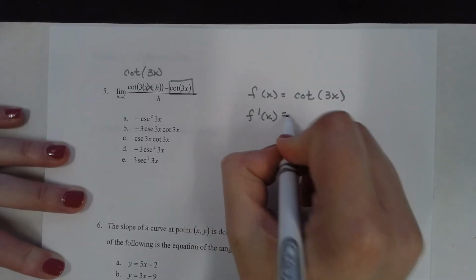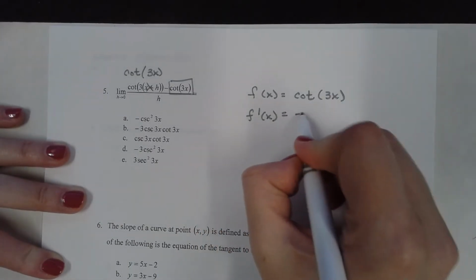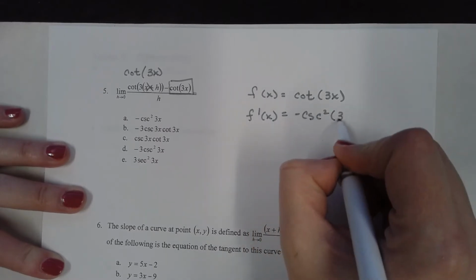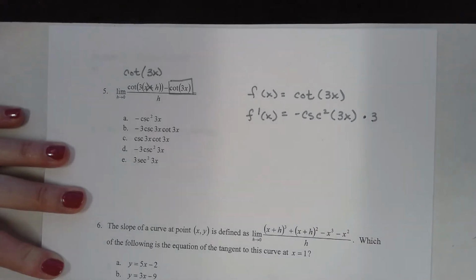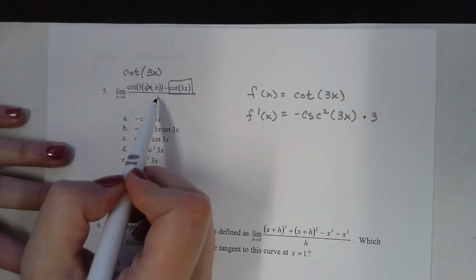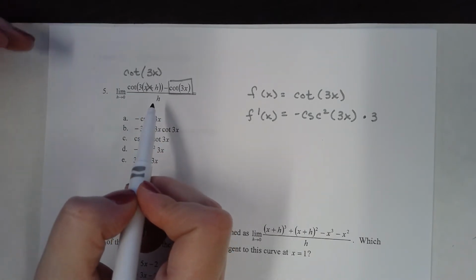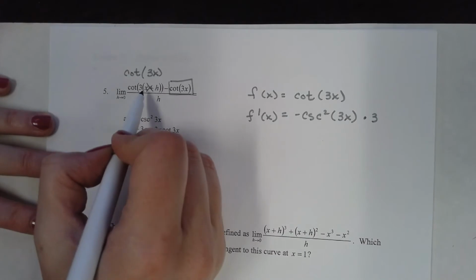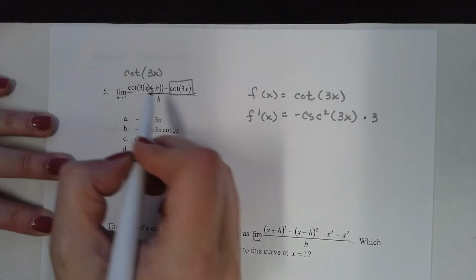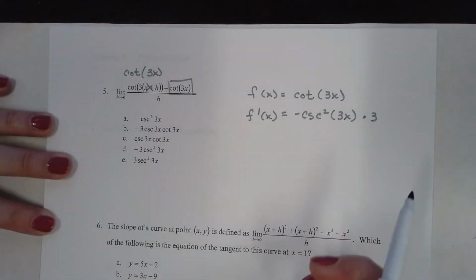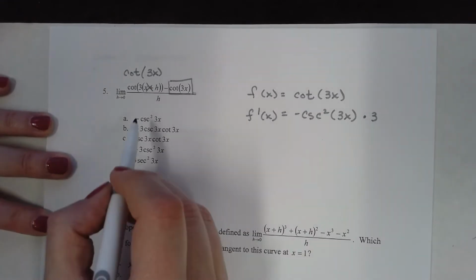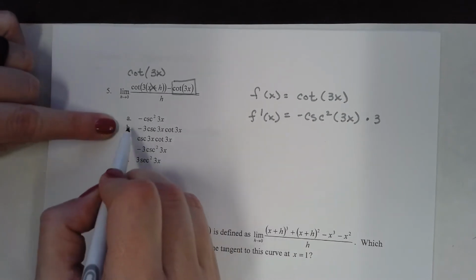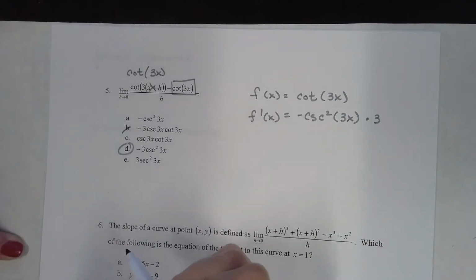Well, the derivative of cotangent is negative cosecant squared of 3x, chain rule, times 3. So now this is asking for the derivative at a specific point, or just the derivative? Well, because it's x plus h, it's just the derivative. That's my answer. Hopefully we can find it. It looks like I have a negative 3 out in front, so it's not B. Oh, it looks like it's D. There you go.